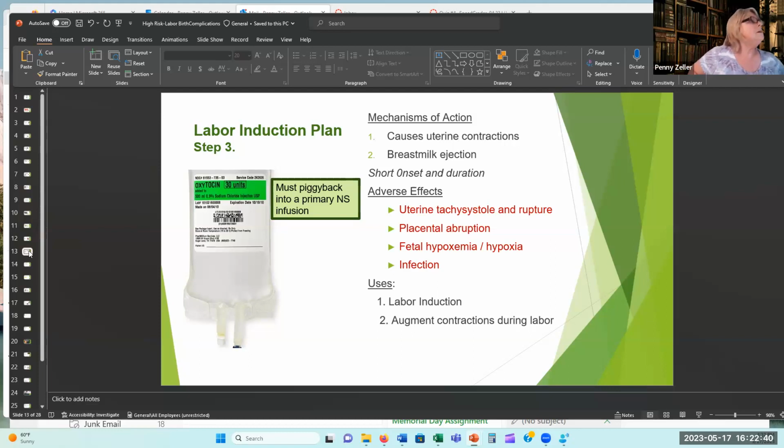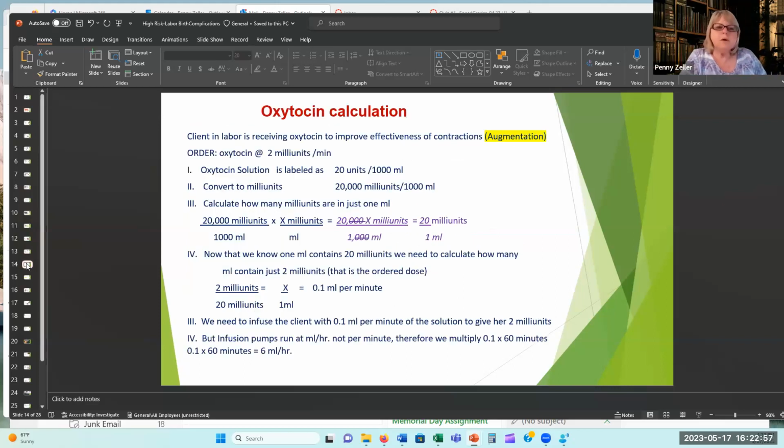So this is a bag of, I think, 100 ml. It is a 500 ml bag with 30 units or 30,000 milliunits of oxytocin in it. So remember, whatever reason we're using it for, it's always a good idea to double check the rate of your pump with another nurse, especially if you're going into this field and you're new. It might be a protocol in certain facilities, so you need to know that.